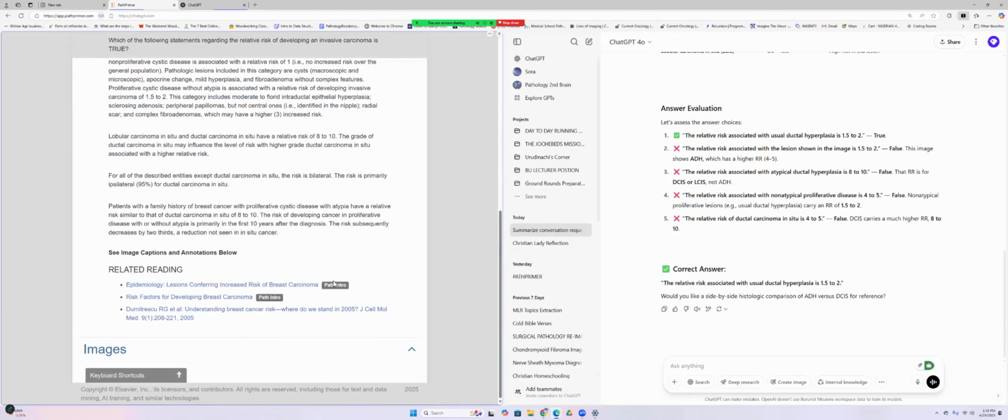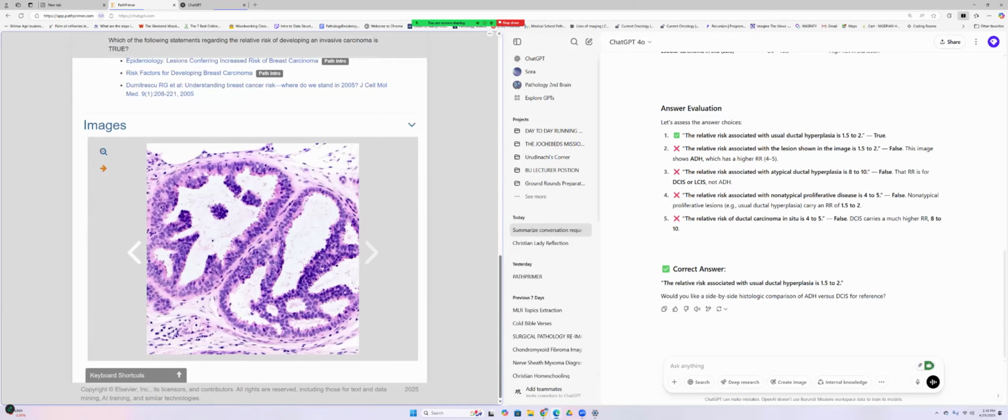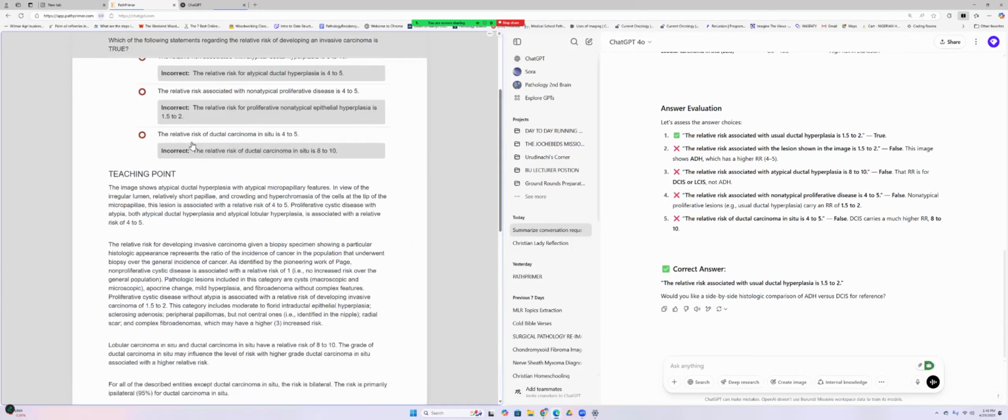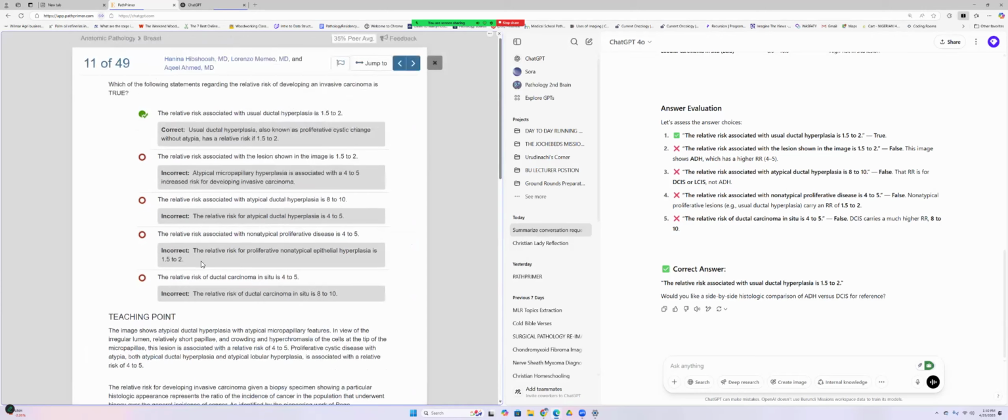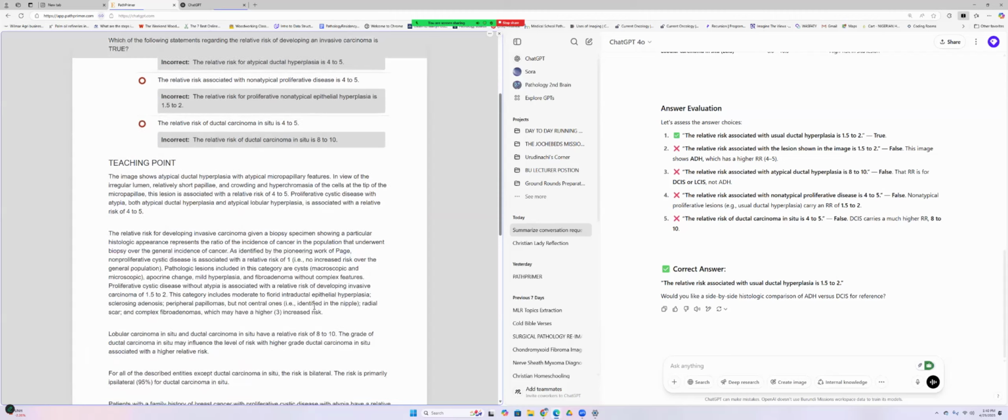Are you with me, sir? Yes. Even though it's an ADH image, you don't really need it to answer the question. But all these things don't make sense here; they did not tell us that. Let's quickly read their response.